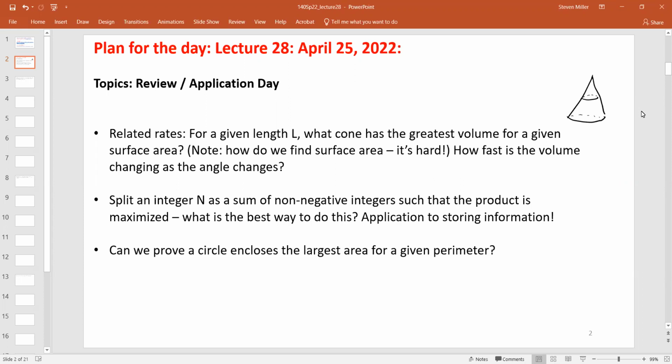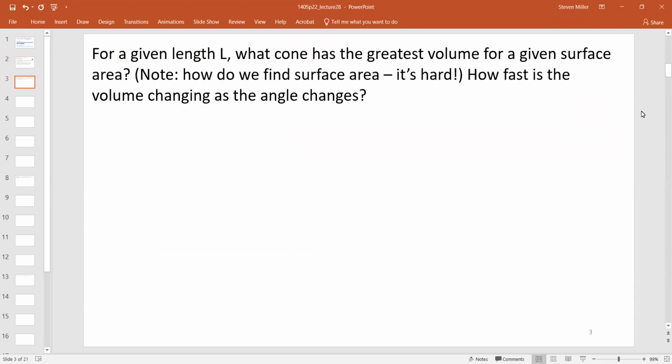All right, so let's try to talk about the cone. For given length L, what cone has the greatest volume for given surface area? And I'm not going to include the base. So we have to, first of all, determine what is the surface area. We discussed how to find the volume, right? The volume wasn't so bad.